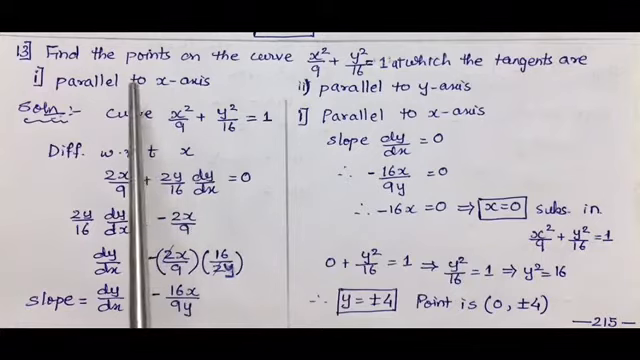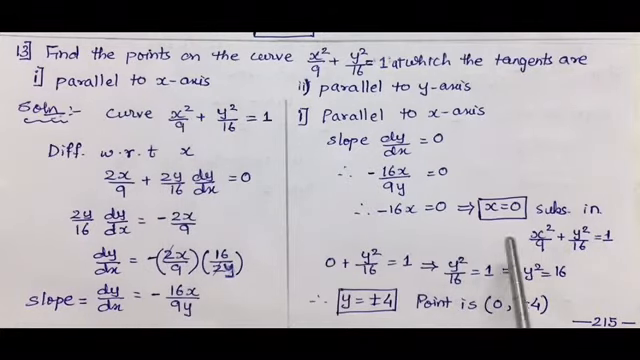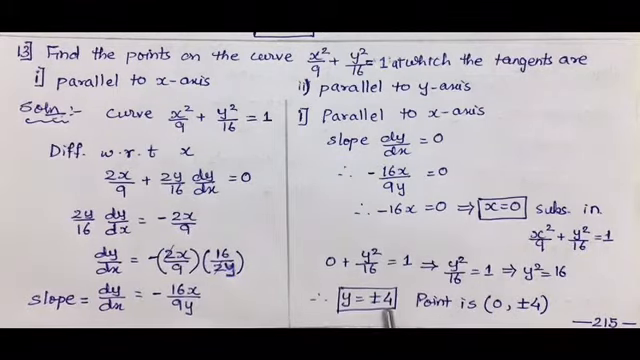Now as it is asked, find the points, we need to calculate the value of y. So keeping the value of x in the equation and simplifying it, we get y square upon 16 equal to 1. So y square will be equal to 16. Y becomes plus or minus 4. And finally the point becomes 0 and plus or minus 4.